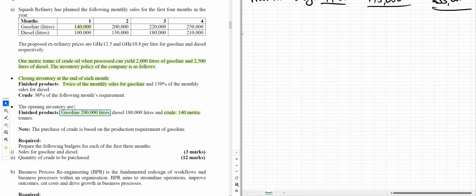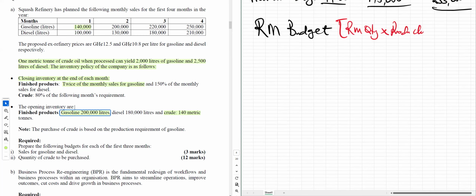Now we need our raw materials budget. And we know the raw materials budget is our raw material quantity times our production units. And here there's only one raw material.